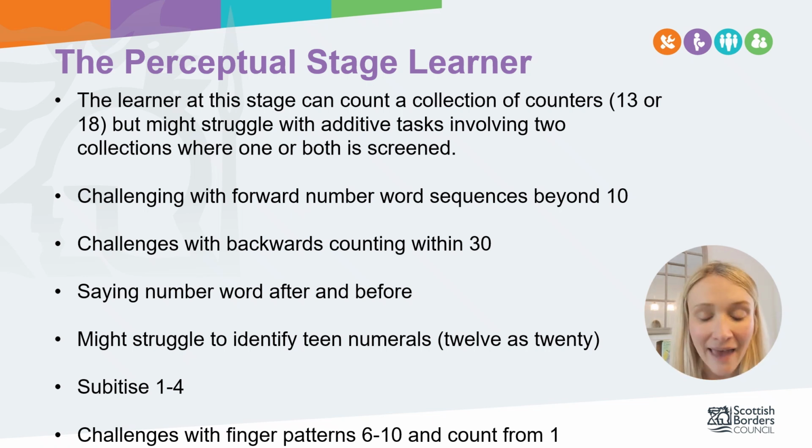and make errors like that. By this stage, they hopefully can subitize numbers 1 to 4, but with slightly larger quantities, they might struggle, and you might see them counting the dots individually. And then they might also struggle with finger patterns from 6 up to 10. If you asked a learner to show you 7, they might want to go back and start from 1 to be able to do this. These are some of the things that you might see in a learner working at this stage.